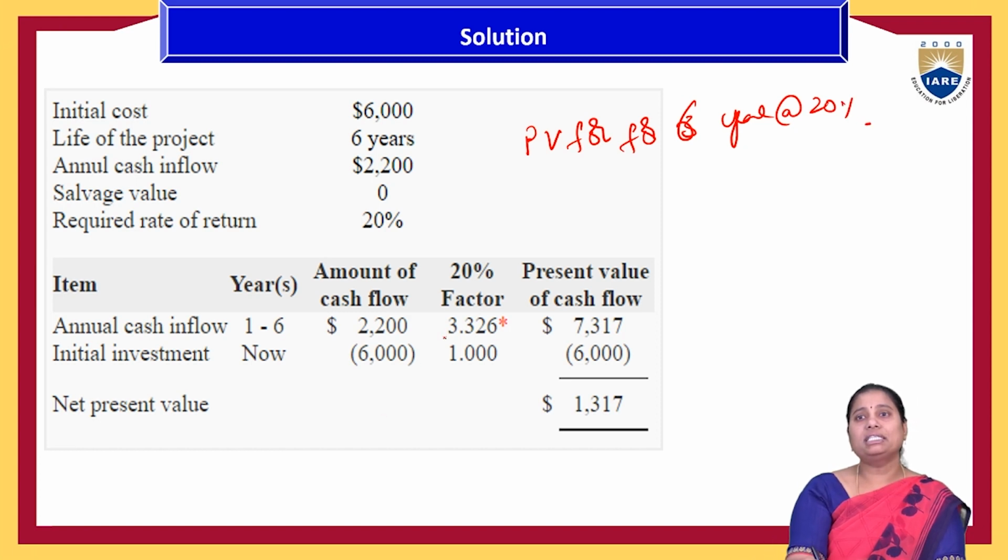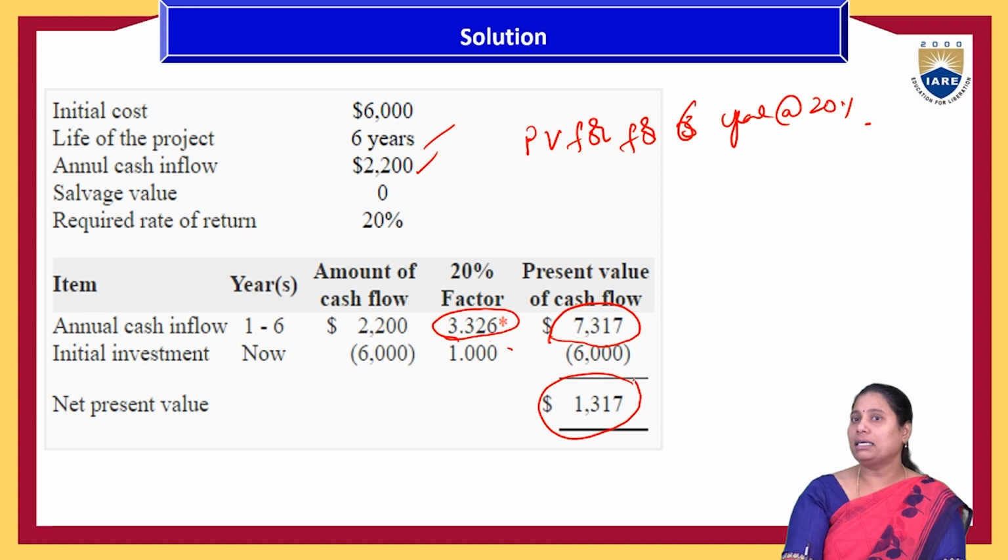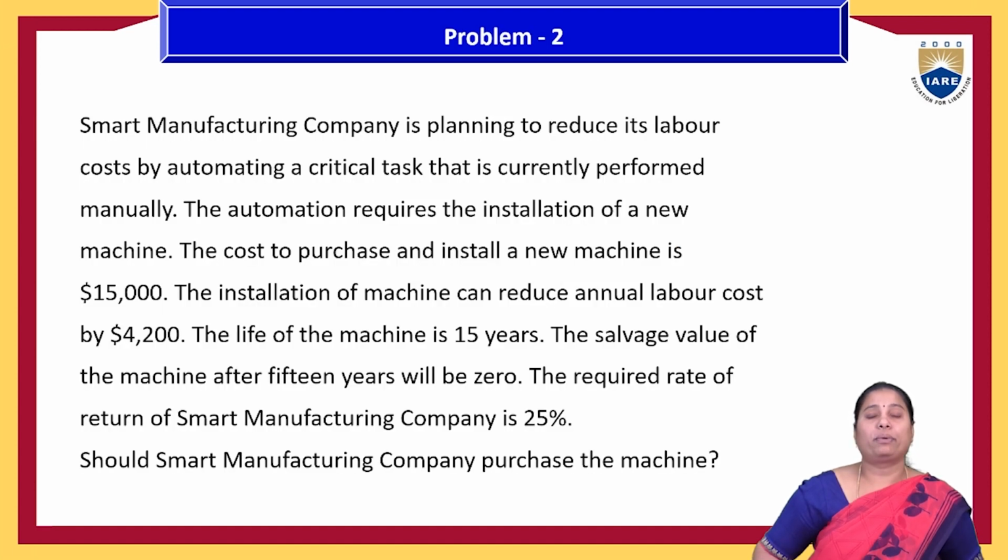If we look at the A4 table, its value will be 3.326, and every year they are going to get 2,200, which means for the 6 years cumulatively the time value of the money will become 7,317 rupees, whereas they have invested 6,000 rupees, so the NPV will be 1,317 rupees. It is giving a positive value. So as per the NPV decision rule, we can accept the project.